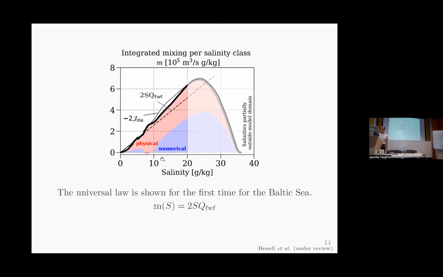Okay, so let's continue with the integrated mixing, and I will see if I can do this. This is der oberste. Der oberste, ja.